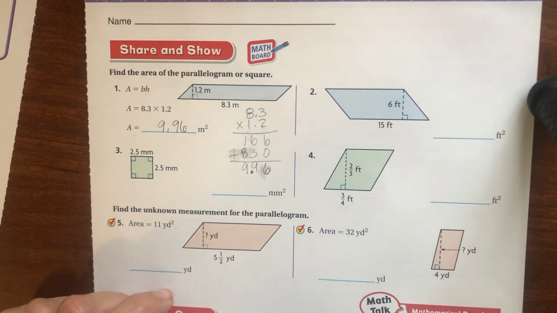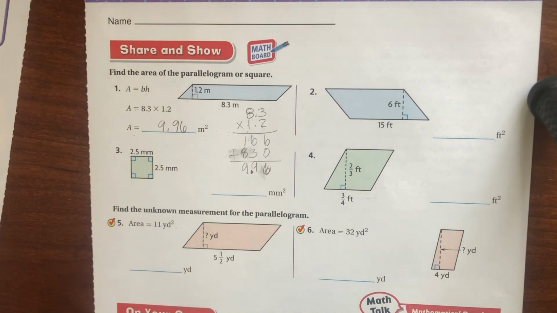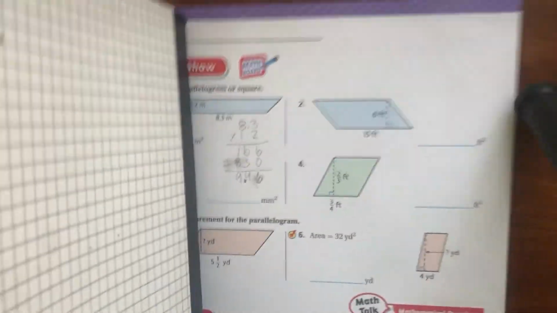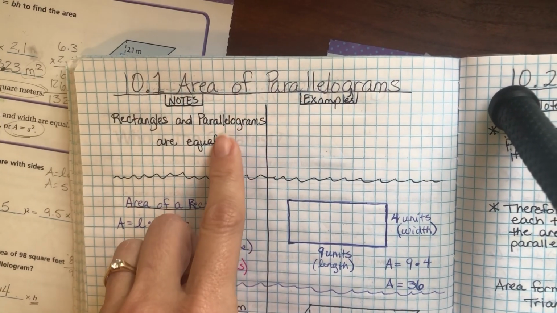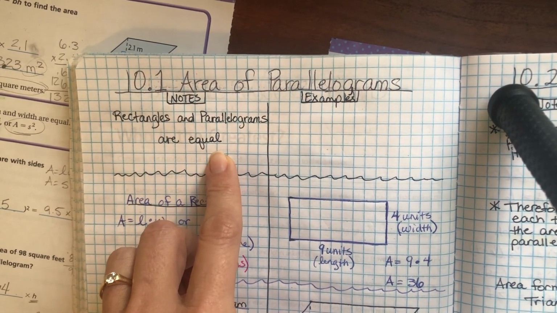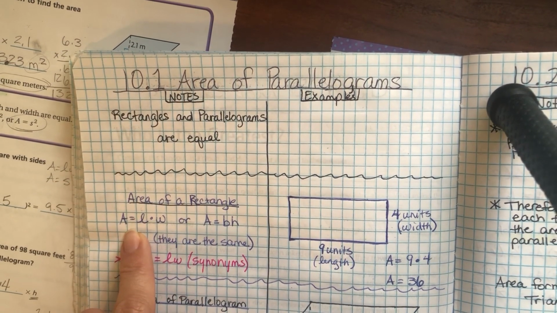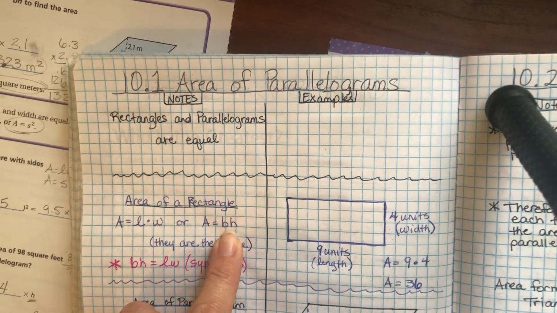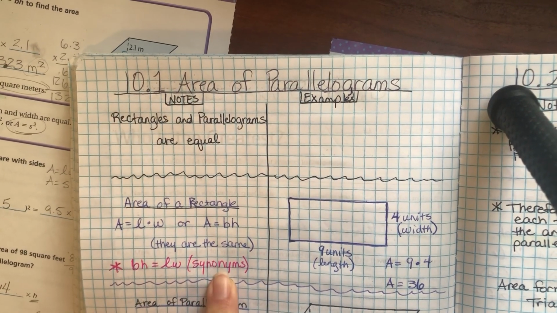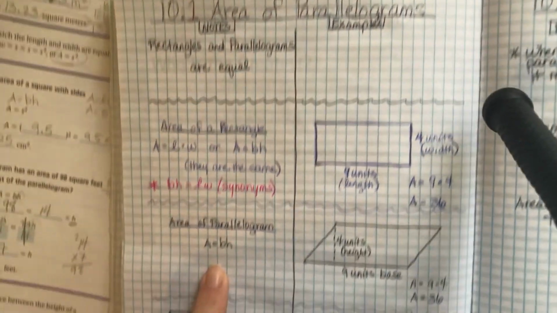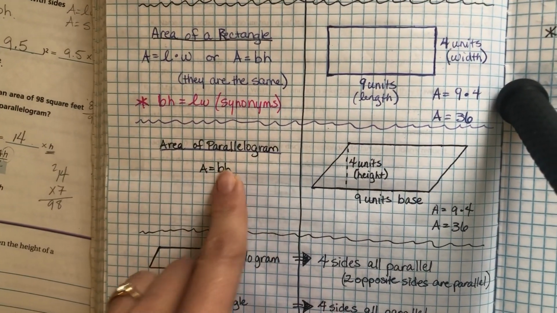All right. Let's take a look at our notes for 10.1. I'm going to glue my little parallelogram example in there also. Okay, here we go. So we have area of a parallelogram. Rectangles and parallelograms are equal. Area of a rectangle. Area equals length times height or base times width. They are the same. They're synonyms. Area of the parallelogram, you just multiply the base times the height.